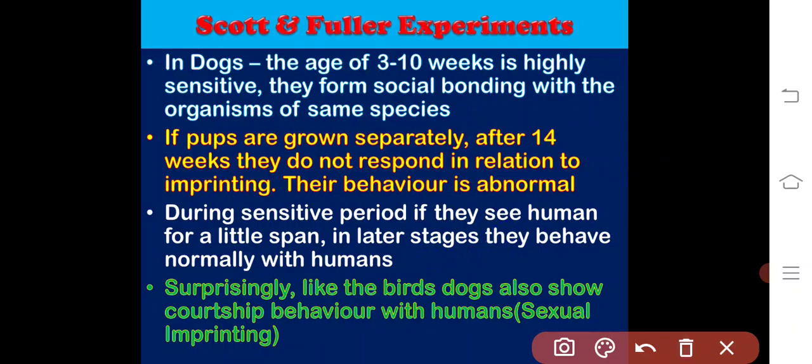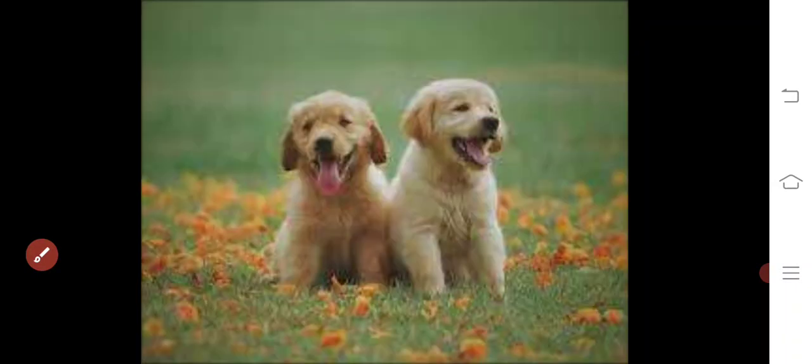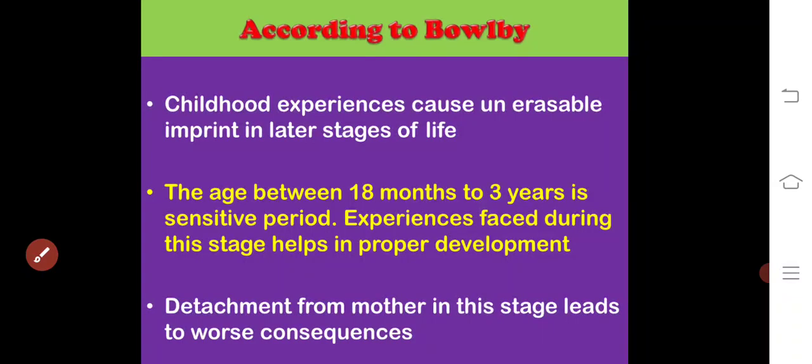Surprisingly, sexual imprinting is observed in dogs also. Like the birds, dogs also show courtship behavior with humans. This comes under the sexual imprinting of dogs. So these are the dogs.